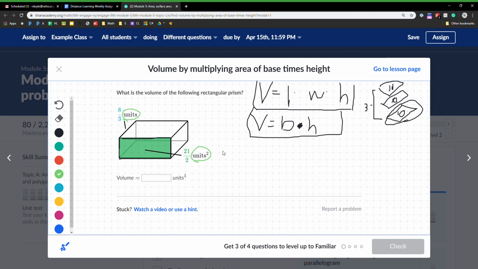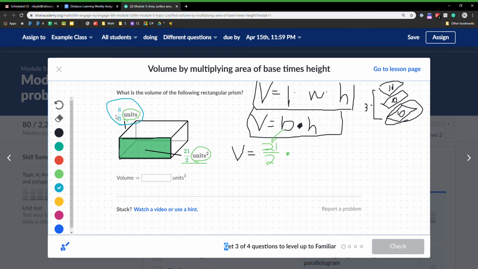These really aren't super difficult to solve. I would say that they're easier than yesterday. You're looking for the base area, so the volume equals the base area, which is 21 over 2. And then we need to multiply that times the height, and the height in this case is going to be the 8/3.